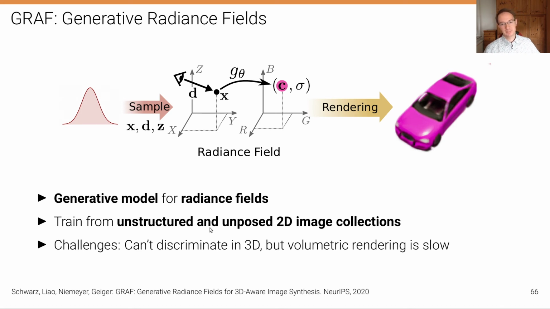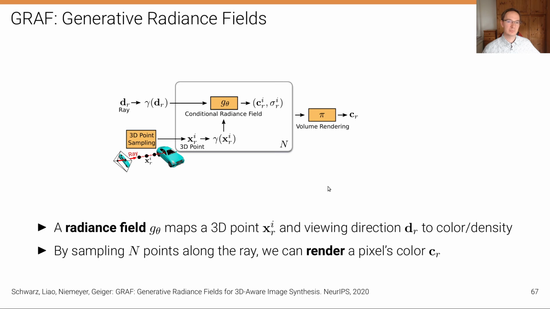And we train this from unstructured and unposed 2D image collections. Unposed means we don't know the pose of the cameras. A particular challenge here is that we can't directly apply a discriminator in 3D because we just have images as observation. So we really need to apply this volumetric rendering, which is slow. One of the contributions of this paper is how to make this tractable. So let's now step by step build up this model.